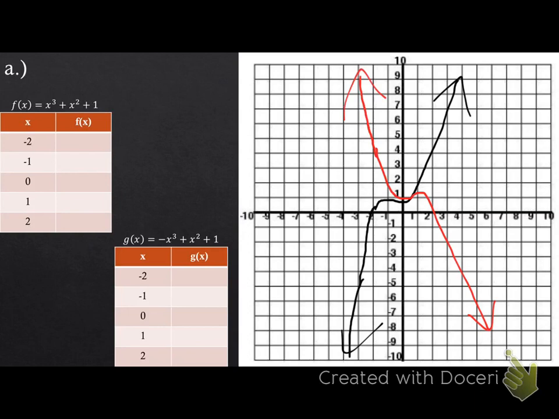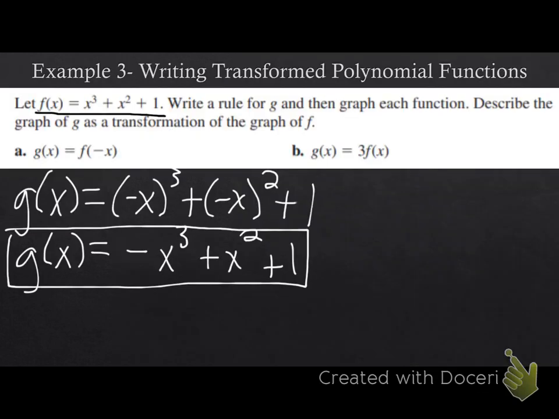There's my g of x function, or something close to it. Did everyone get something that looks kind of like that? Anyone not getting that and not know where they messed up? Okay. Are there any questions on example A?